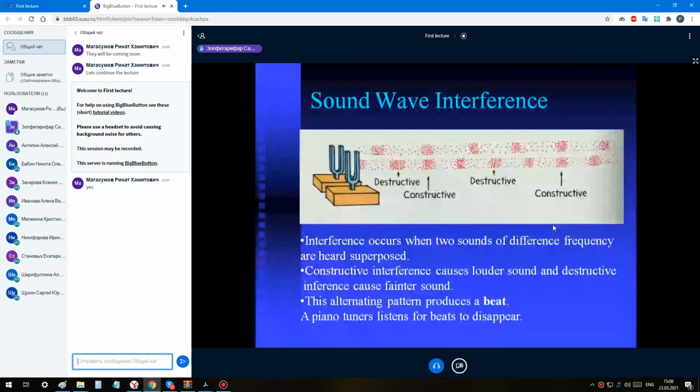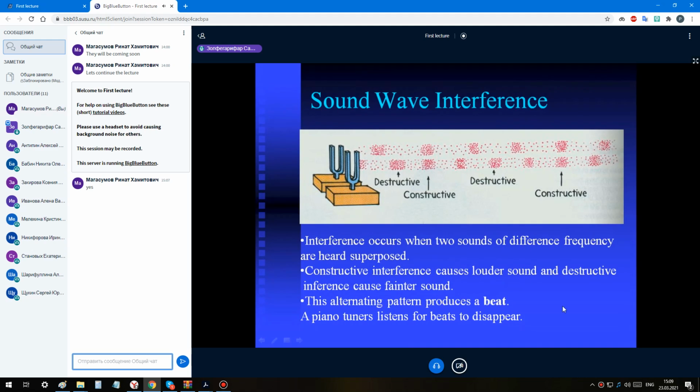Interference occurs when two sounds of different frequency are superposed and give reinforcement. Constructive interference causes a louder sound and destructive interference causes a fainter sound. This alternating pattern produces a beat.